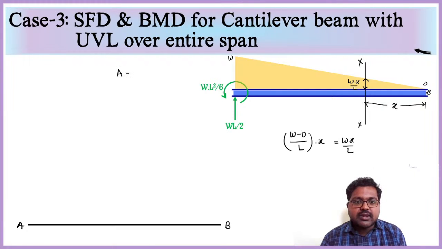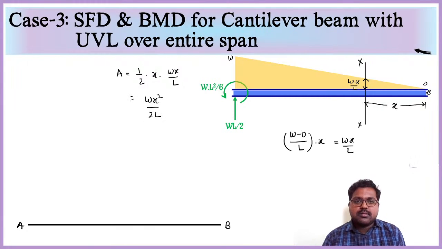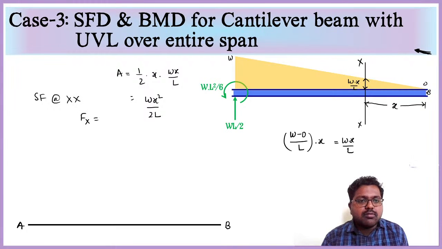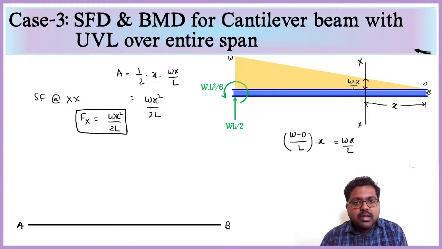Now we are going to find this area. Area of that small triangle is half into base x into height Wx by L. So we'll get Wx square by 2L. So this is only our shear force. Shear force at XX, Fx will be equal to Wx square by 2L. So see here, in shear force itself, we are having x square term this time. That is, the shear force curve will be a parabolic curve.